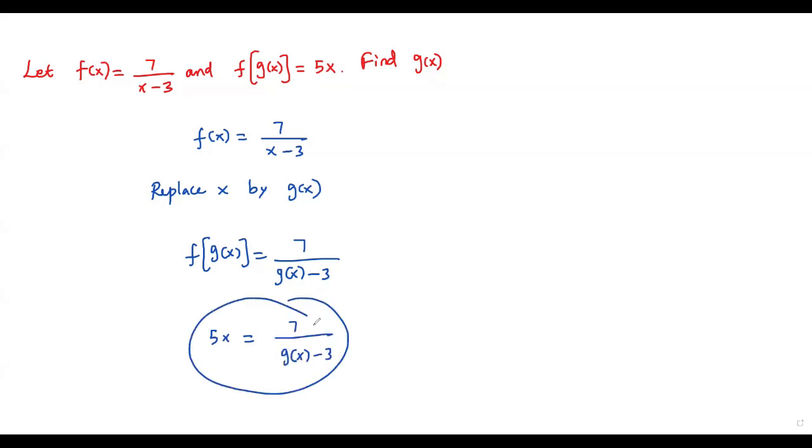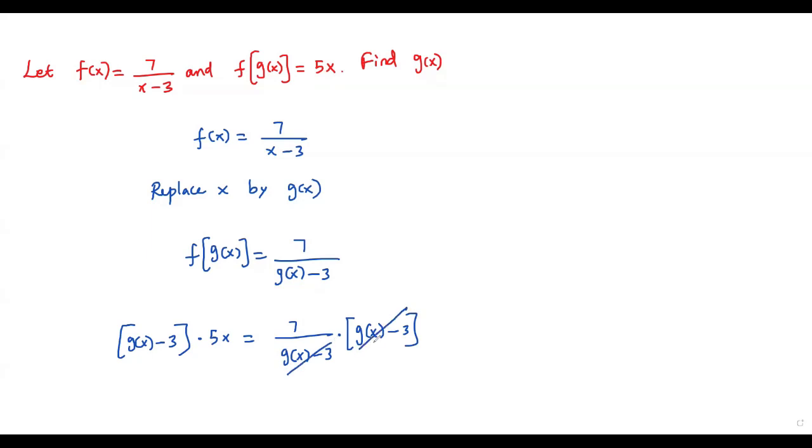Now in this equation our aim is to solve for the inside function g of x. So for that, I'm going to multiply both sides of this equation by g of x negative 3, which is the expression we have in the denominator over here. So let me multiply on the left side as well, that is g of x negative 3. Now g of x negative 3 and g of x negative 3 will cancel out.